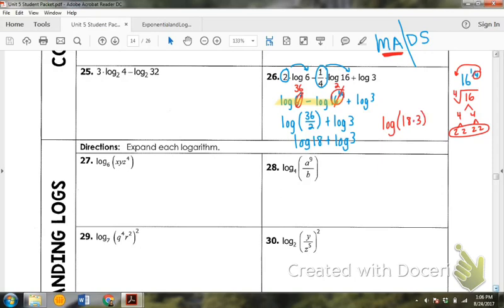Who's got that on their calculator? What'd you say, Olivia? 54. Teamwork makes the dream work. Log base 10 of 54. Bingo, bango, bongo. Any questions on 26? That one was kind of a long one.